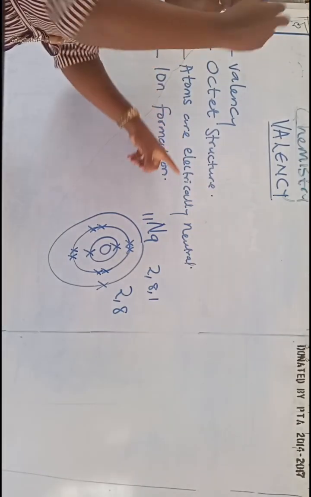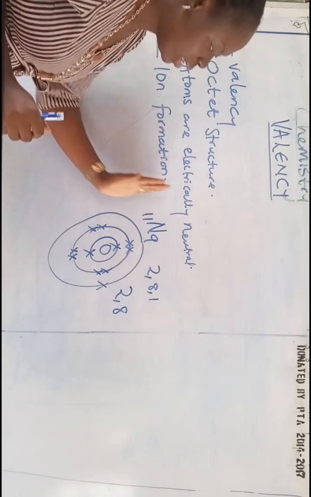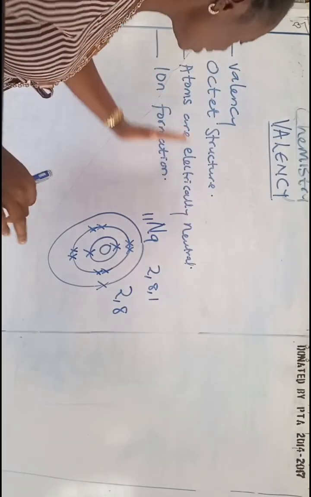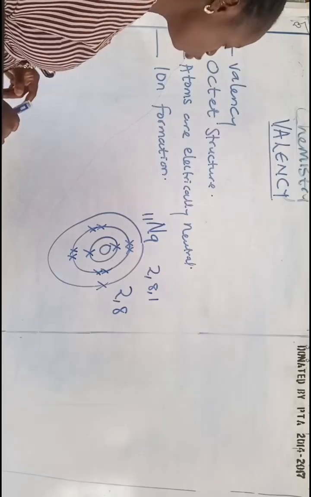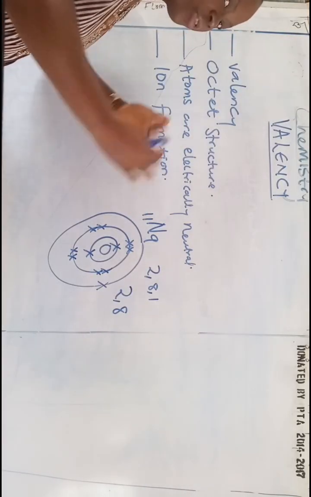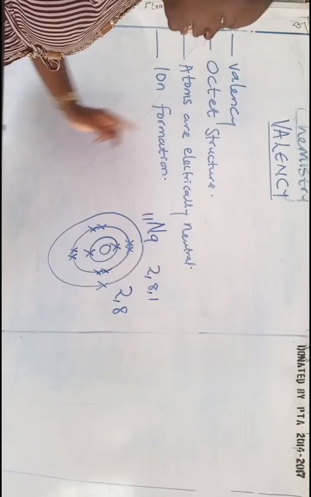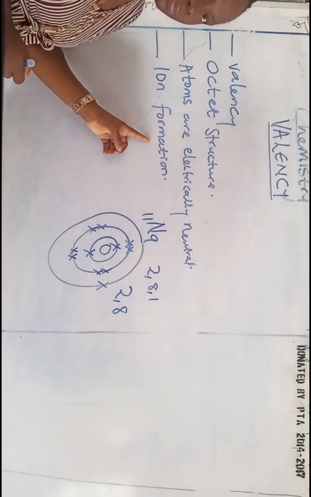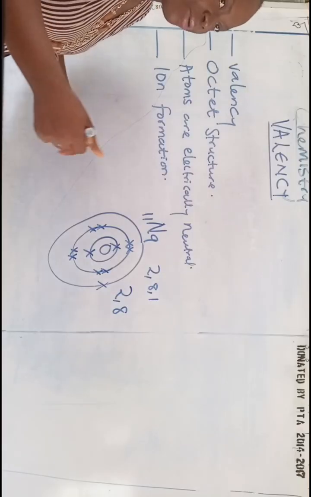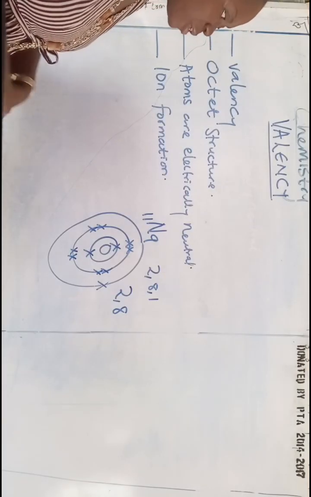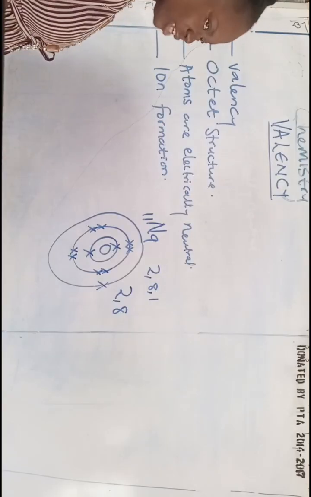Then, atoms are electrically neutral when they are not giving out electrons and not taking. But by the time they give out electrons or they receive, then they become ions. Ions carry charges. So an atom carries either a positive charge or a negative charge.